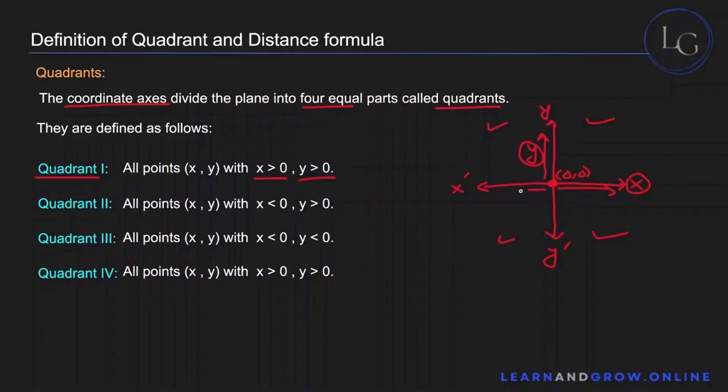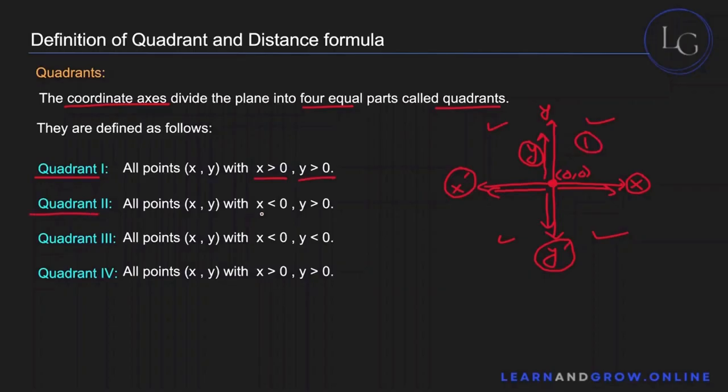All values to the left of the origin have negative x values. All values below the origin have negative y values. So quadrant 1 has positive x and positive y values, which means that it is above the origin and to the right of the origin, which means it's this quadrant.